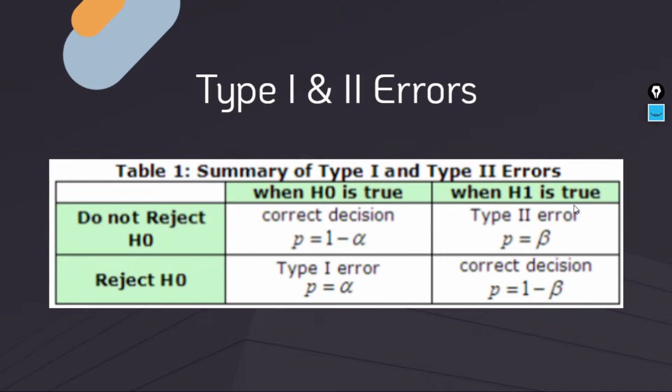Whereas when your alternate hypothesis is true and you do not reject the null hypothesis, even though the alternate is true and valid, if you are not able to prove it and do not reject the null hypothesis, that is a type 2 error. When your alternate hypothesis is true and you reject the null hypothesis, that is the correct decision. Type 1 error is denoted by alpha, type 2 error is denoted by beta.